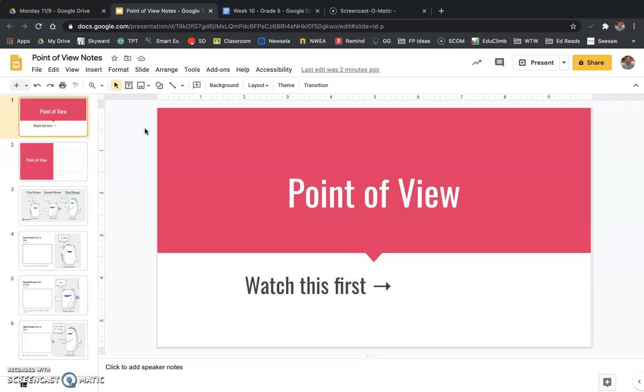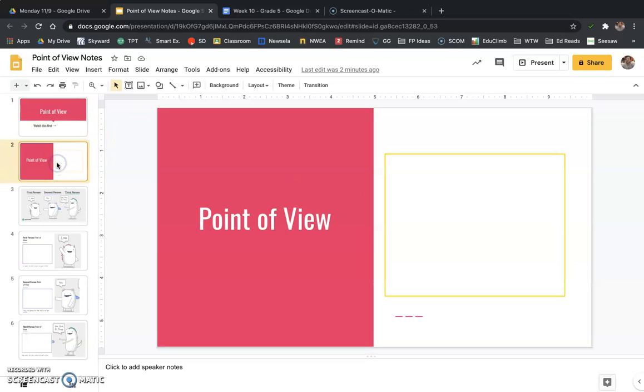So for today, we're going to talk about point of view. It might seem pretty easy and straightforward today, the first day we talk about it, but throughout this week and a little bit of next week, we are going to do more work talking about all the different kinds of point of view and how to find it. So first, here's what point of view is.